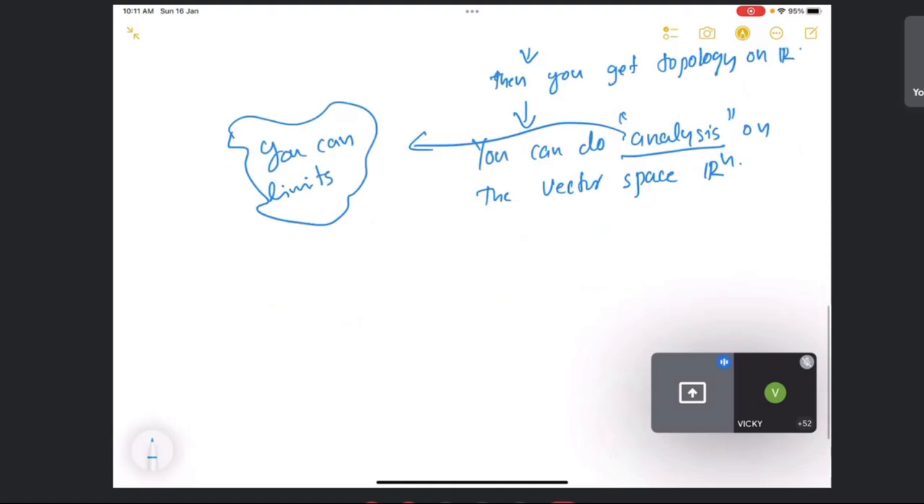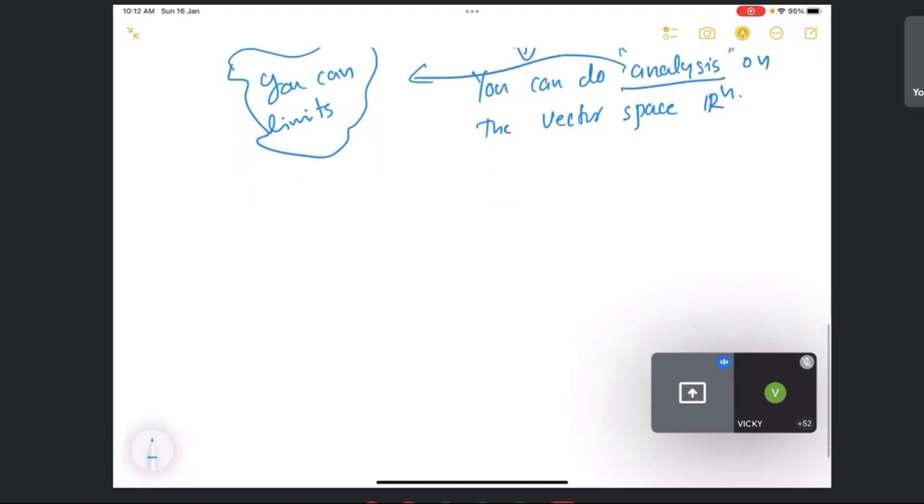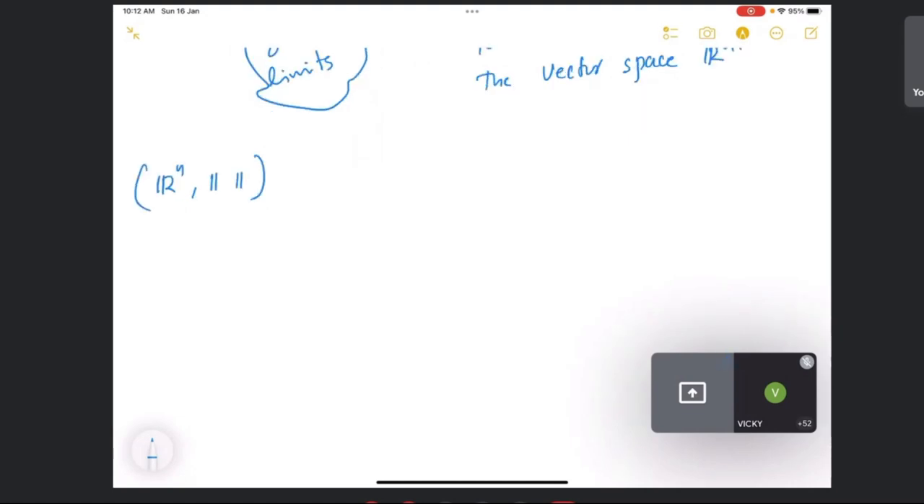Initially, we didn't have this feature for a vector space. But once you have a metric on the vector space, then you can do analysis on that vector space. Now when you look at these properties of this so-called norm, so again you look at the vector space R power n with this norm that I got from the dot product, and when you look at this norm, what all properties does this norm satisfy?